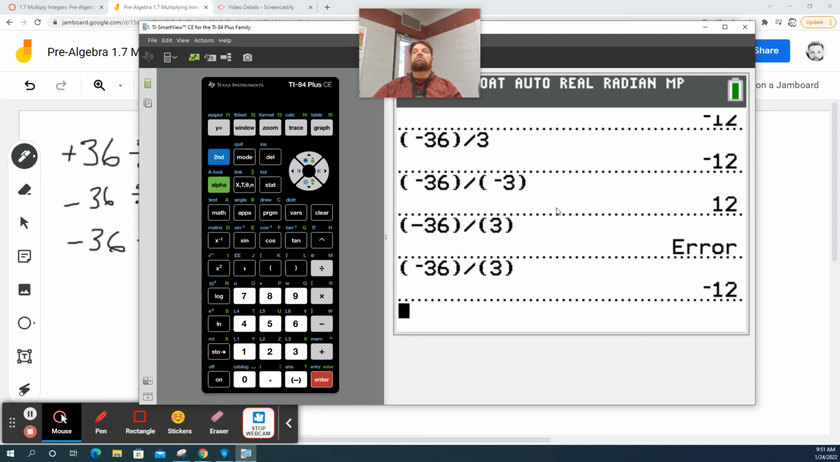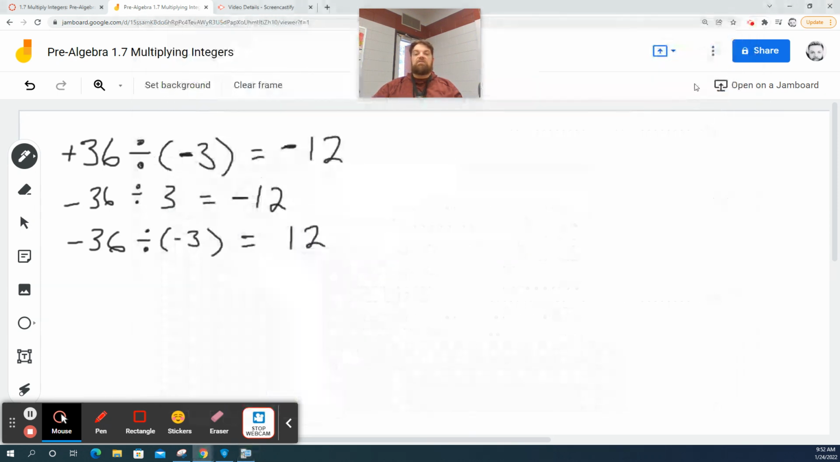So if you ever get an error when you're doing positive and negative numbers, what do you think you did wrong? That was a real question. What do you think you did wrong? If you get an error. You didn't use the real negative sign. You accidentally put in the minus sign, right? Okay. That's it for that example. All right.